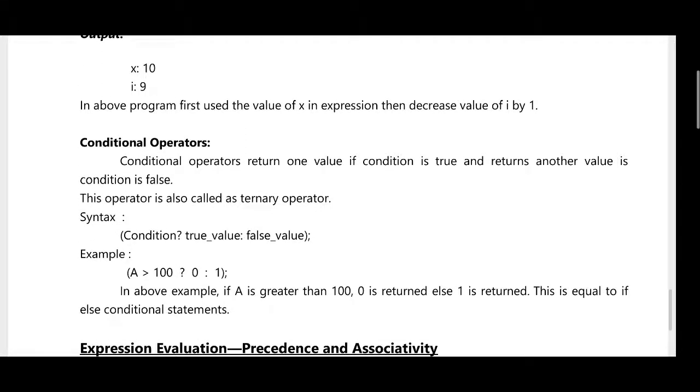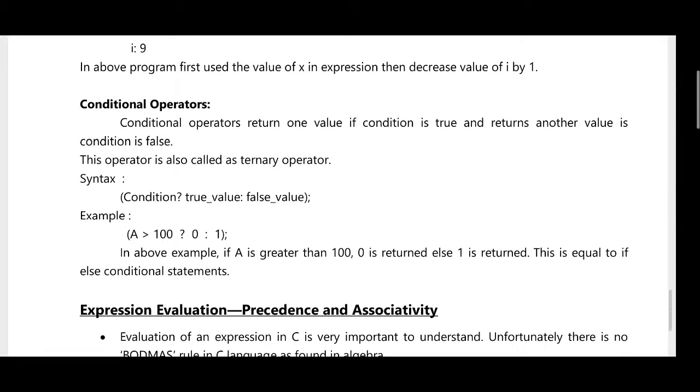Next one is the conditional operator. The conditional operator returns one value if the condition is true and returns another value if the condition is false. This operator is also called the ternary operator. Syntax: condition ? true value : false value. Example: a > 100 ? 0 : 1. In the above example, if a is greater than 100, 0 is returned, else 1 is returned. This is equal to an if else conditional statement.